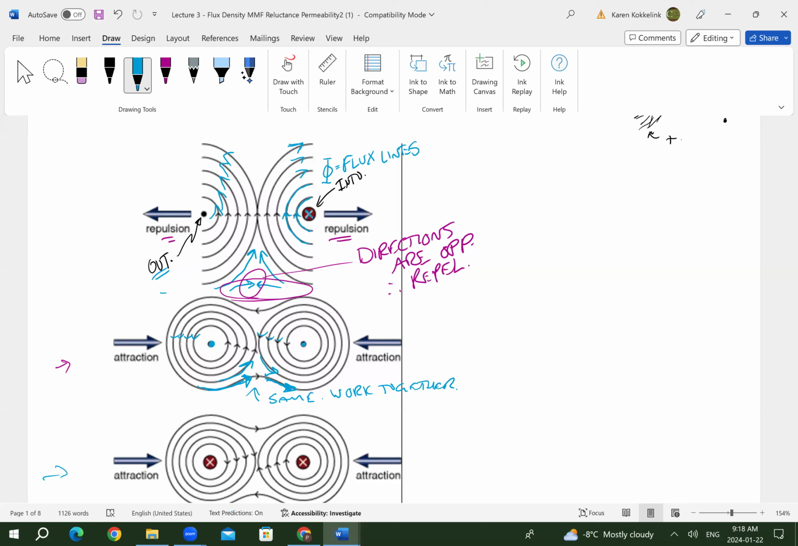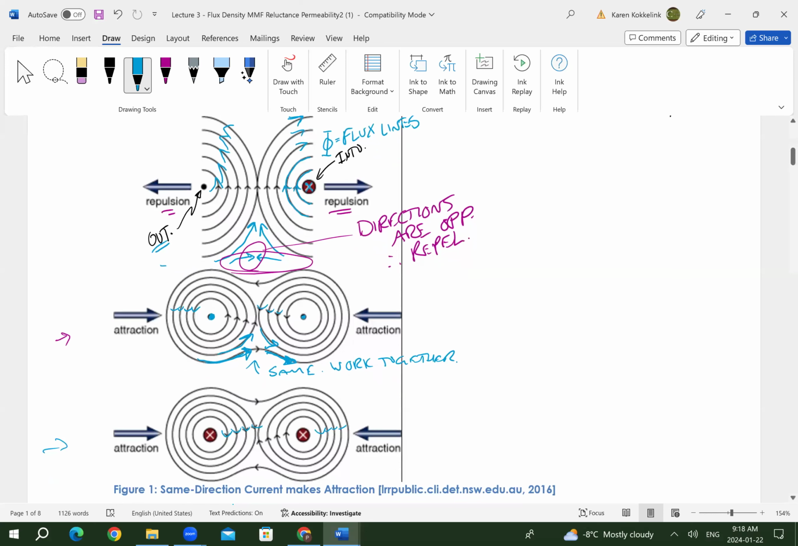And same with this one down here. These are both going into the page. Now I have my thumb pointing down to the ground because I'm doing the right-hand rule of a current carrying conductor. My fingers curl around that thumb, going in this direction and in this direction. I'm going to take that into an extreme case. Here's an almost extreme case. I still can't tell if it's the same direction. Here's a very extreme case. It's the same direction. They are working together, so they are forming attraction.